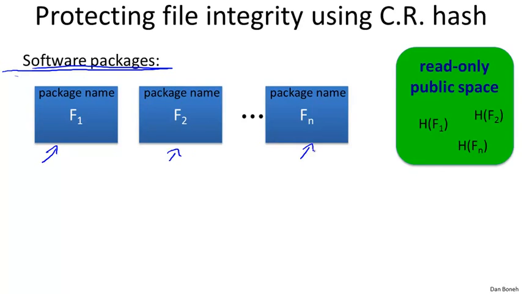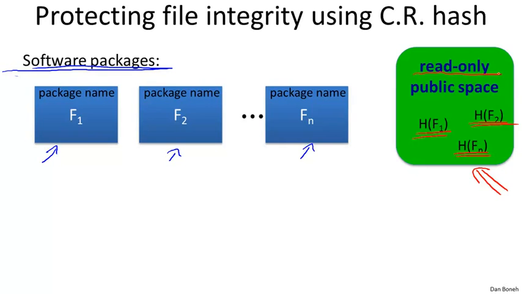Now the user wants to download a software package, and he wants to make sure that he really did get the right version, and it's not some version that the attacker tampered with and modified its content. So what he could do is refer to a read-only public space that's relatively small. All it has to do is hold small hashes of these software packages. So there isn't a lot of space needed here. The only requirement is that this space is read-only. In other words, the attacker cannot modify the hashes stored in this space.